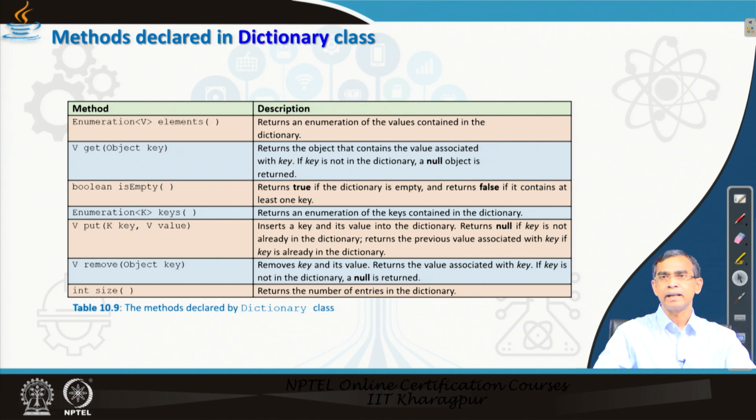But Dictionary gives a design rule, that is, what are the different methods that a programmer who wants to implement Dictionary can utilize here. There are a few basic methods I have mentioned here. Elements is a method, get is a method, isEmpty, then put method, remove method, and to know the size of a dictionary collection, the size method. Those are the few methods in the Dictionary.